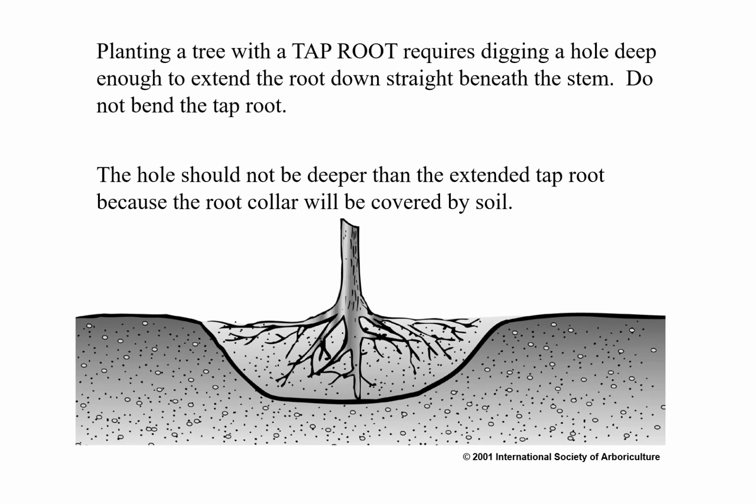Planting a tree with a taproot requires digging a hole deep enough to extend the root down straight beneath the stem. The hole should not be deeper than the extended taproot because the root collar will be covered by soil. Do not bend the taproot.